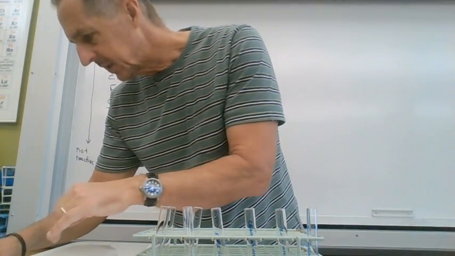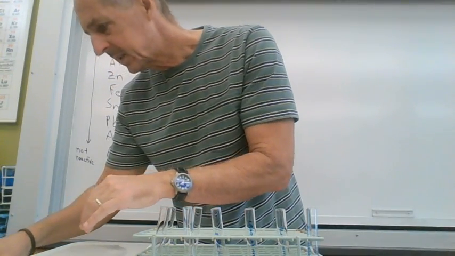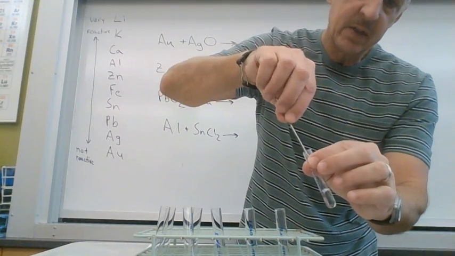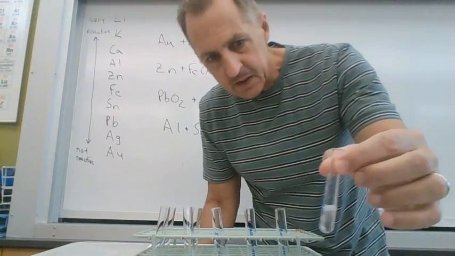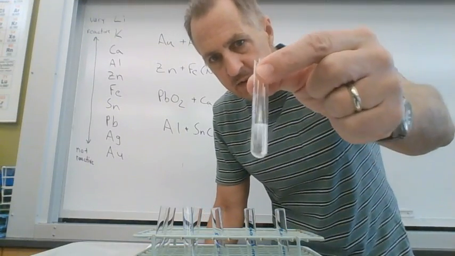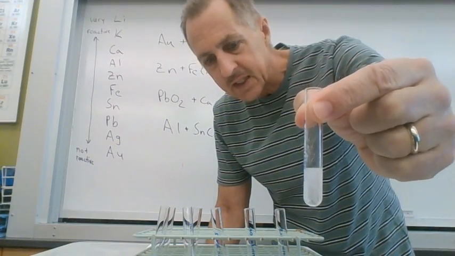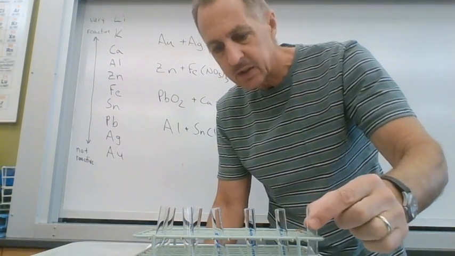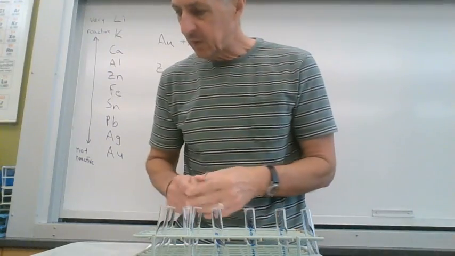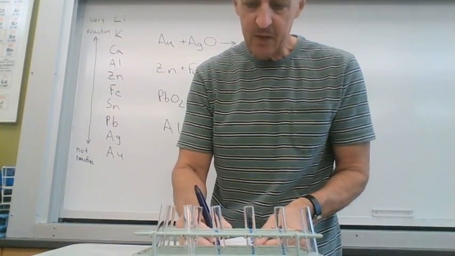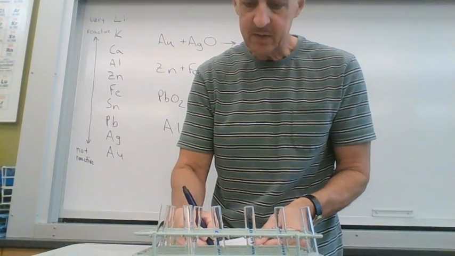So we're going to take a little bit of magnesium, and we're going to add it to our silver nitrate. I don't know if you can see that there are some bubbles being generated in there, so there's an indication that there was a chemical reaction. So you should write the word reaction there under A for magnesium plus zinc nitrate.